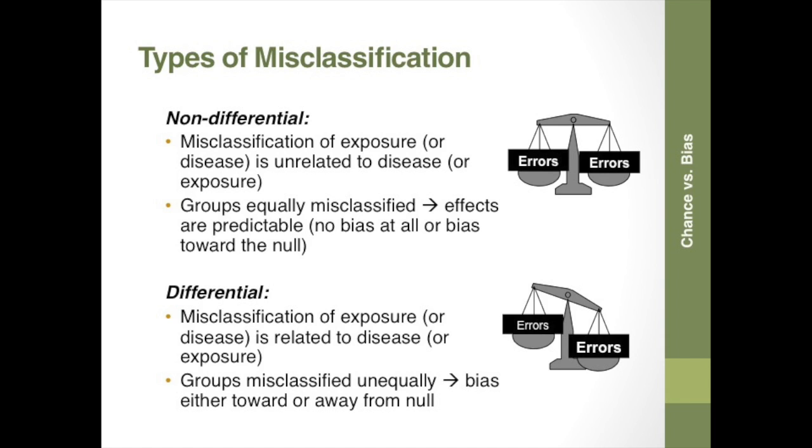There are two types of misclassification. Non-differential misclassification is random. Errors in classification are about the same in the two groups, and any true differences between the groups are minimized. Misclassification does not differ between cases and non-cases, and it generally leads to a dilution of the effect. Differential misclassification is non-random. If information is better in one group than in other, the association might be over or underestimated. In any case, non-differential misclassification is always better than differential misclassification.